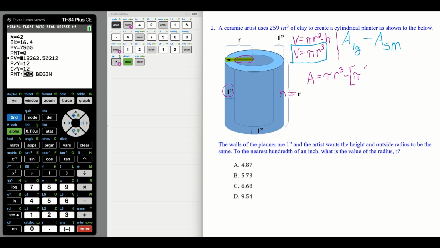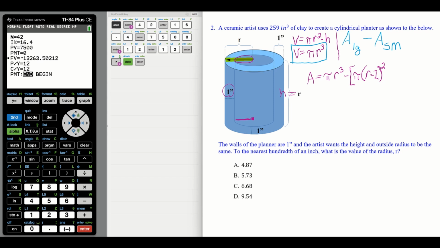So this is what we're doing. We're going to take R minus 1 squared. That would be this bottom part right here, this little smaller radius. Because remember, it's pi r squared. What we need is r minus 1, square it. And then pi r squared, then we have a height.